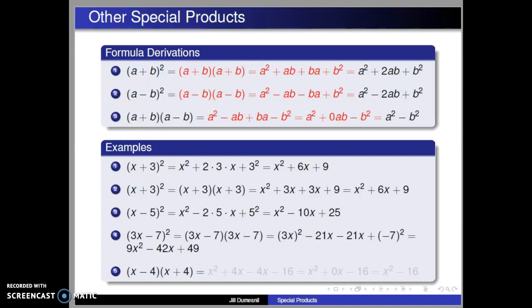In the product x minus 4 times x plus 4, we might recognize the special form for the difference of squares, or we can multiply using the FOIL method. If we multiply the first two terms, the outer two terms, the inner two terms, and the last two terms, we see that the plus 4x outer product and the minus 4x inner product give us a coefficient of 0x. So we simplify to x squared minus 16.